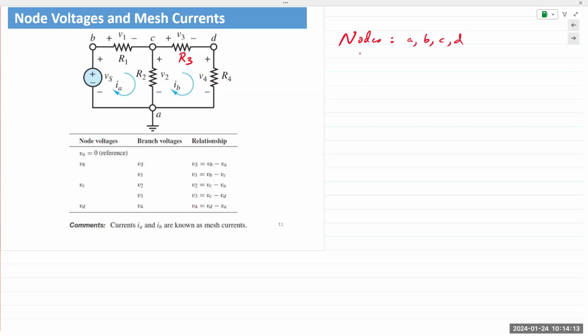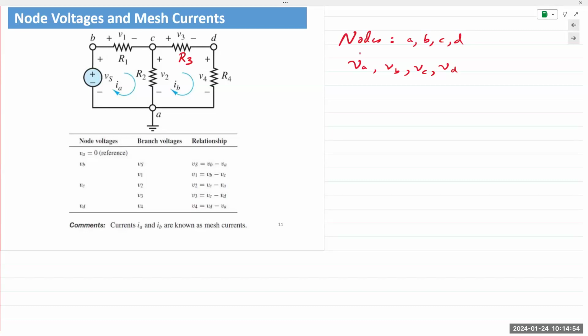Okay, so we have 4 nodes and 4 voltages, VA, VB, VC, and VD. Each of these voltages correspond to the voltages present at that node. But voltage is the difference in electric potential between any 2 points, right? You measure voltage between 2 points. There has to be a reference point. So the first thing we do in node voltage analysis, after identifying the nodes and labeling them, is to choose a reference node.